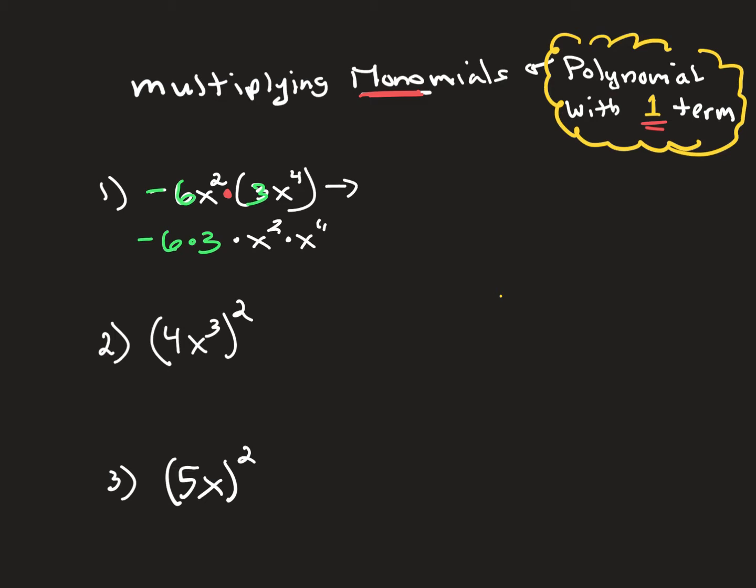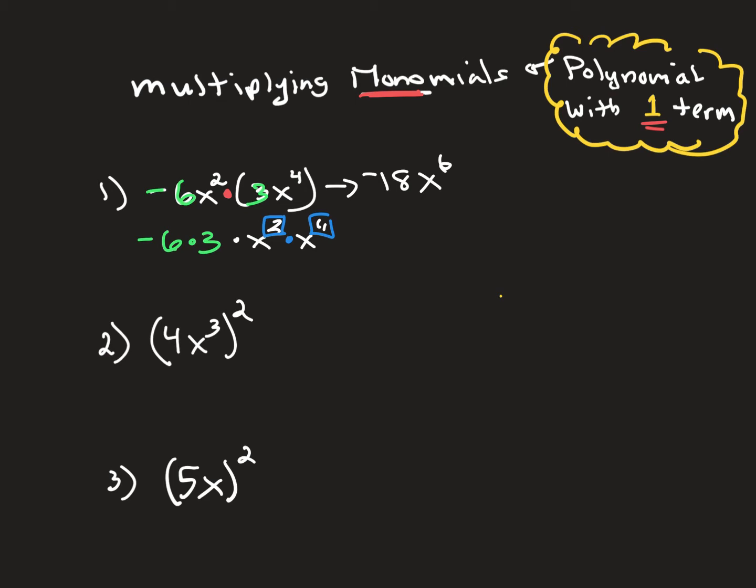So that is why the final answer comes out to be -18x to the, and remember rules of exponents. If you're multiplying exponents that have the same base, remember you add the exponents. And that's why the answer is x to the 6th power. So there is our final answer.